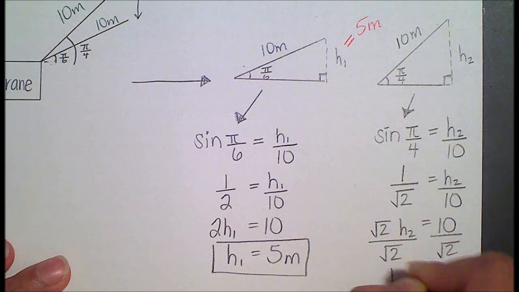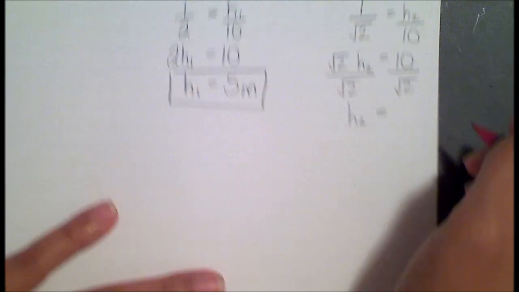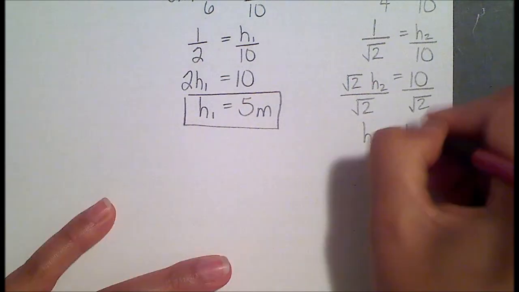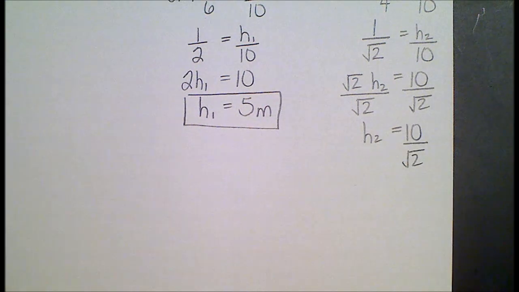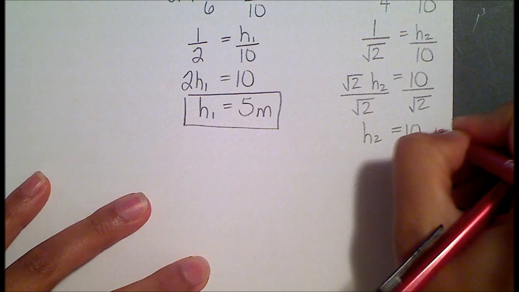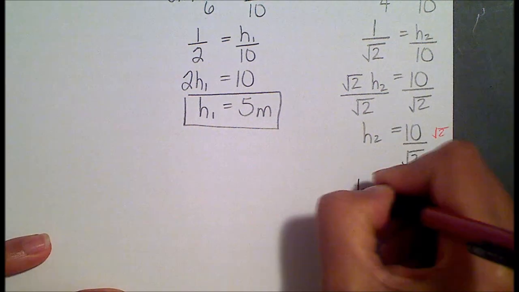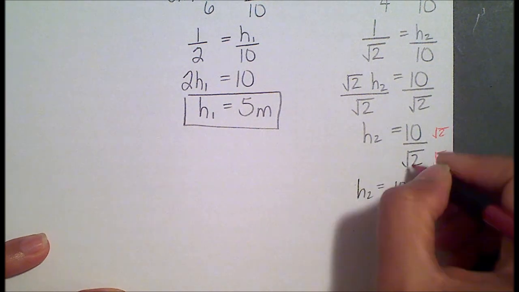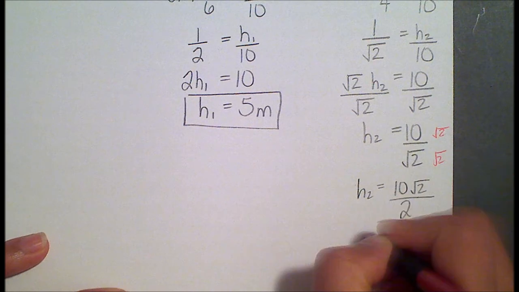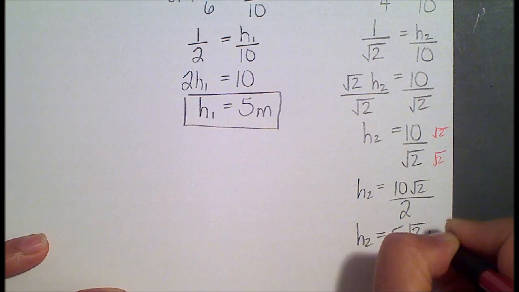And so I get h2 is equal to 10 over root 2, except you need to rationalize your denominator because you can't have a radical in the denominator. So you're going to multiply the top and bottom by root 2. And so you get h2 is equal to 10 root 2 over root 2 times root 2 is 2, which means the second height is equal to 5 times root 2 meters.